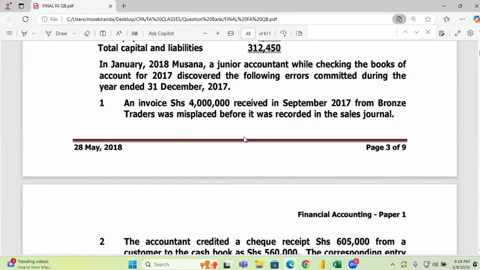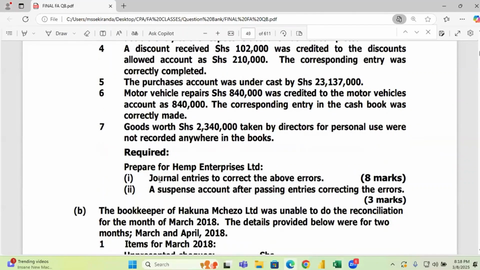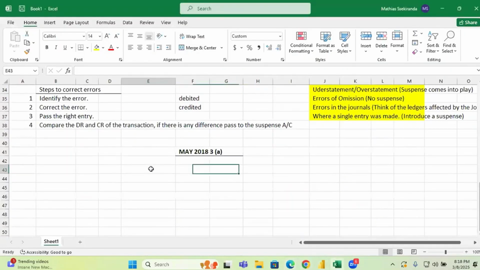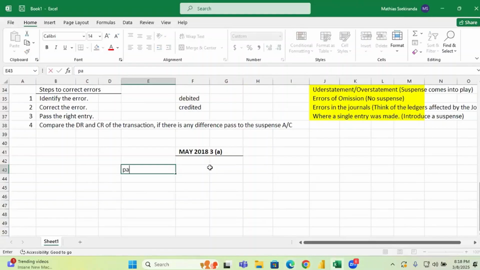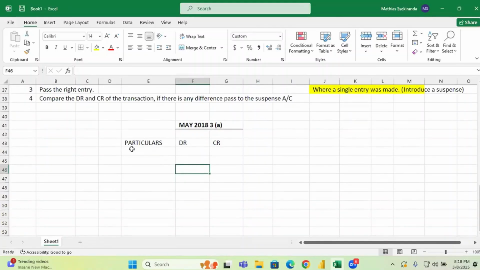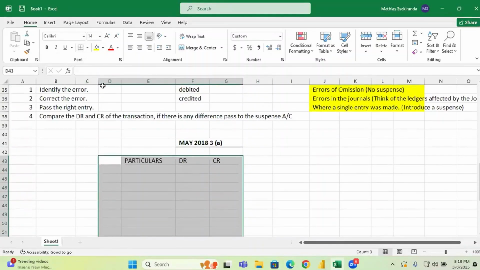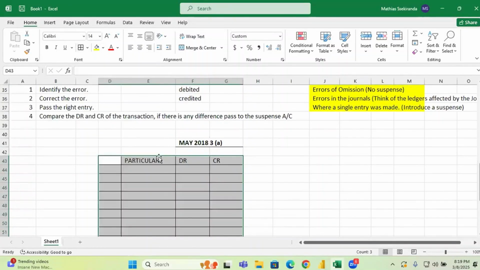Okay, note number 1. So they want us to pass journal entries to correct errors. So always on questions on correction of errors, you have to pass journal entries to correct the errors. And we said journal entries are the same as double entries. So we have particulars, debit, credit. So we are going to pass these double entries.